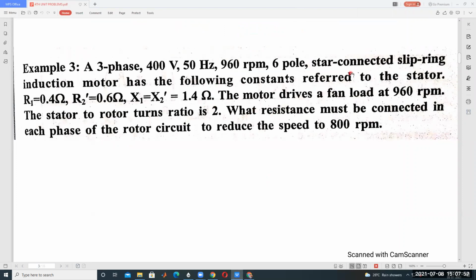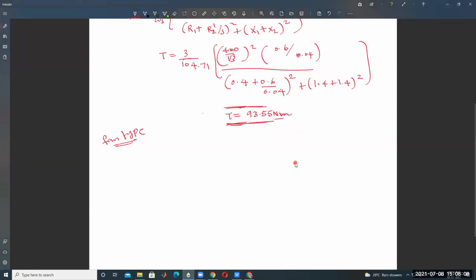Third question only. Star connected slip ring induction motor, the following referred to the stator. The motor drives a fan type load. So here also this torque expression is proportional to the speed squared. Torque is equal to K times N squared. Fan type load, torque is proportional to N squared. And then torque is equal to K into rotor speed, Ns into (1 minus s) whole squared. Am I right?